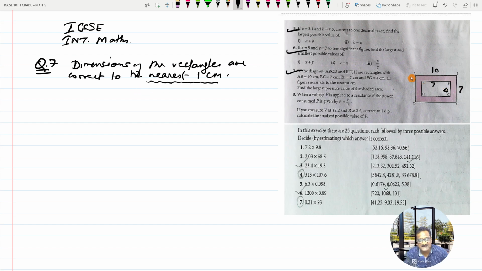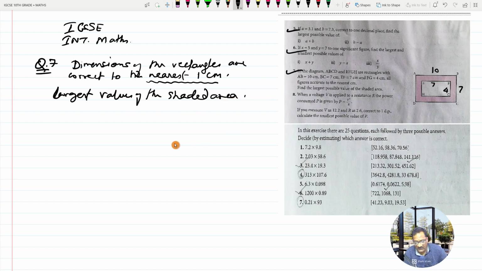Now this pink shaded area is given to you, right? That is the area between the outer rectangle and the inner rectangle. That pink shaded area you will have to find out, and tell the maximum possible value of this shaded area, or you have to say the largest value of the shaded area, isn't it? This is what they have asked you.